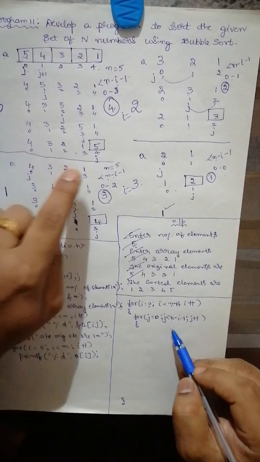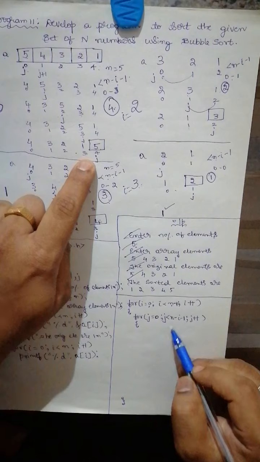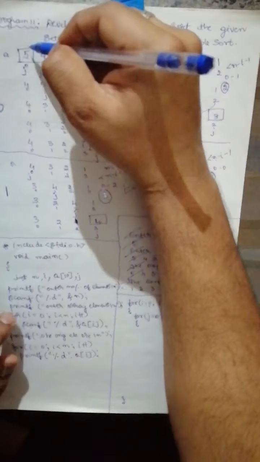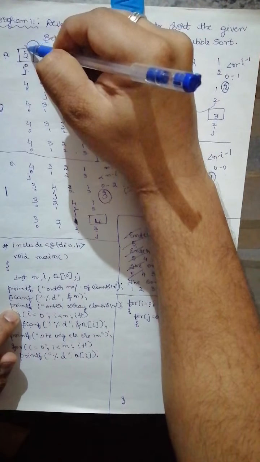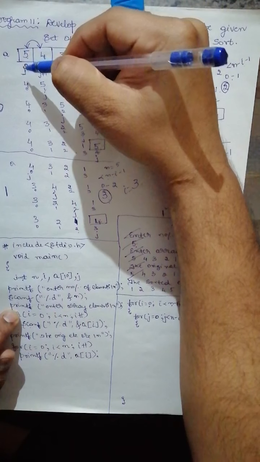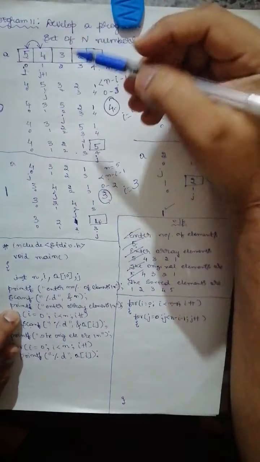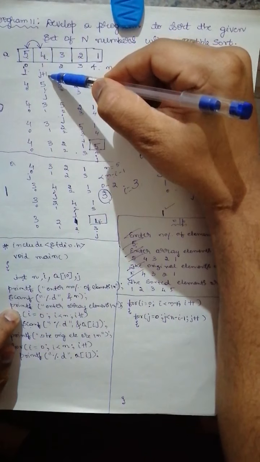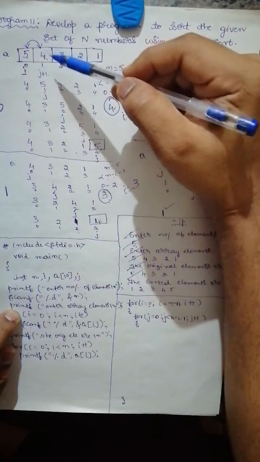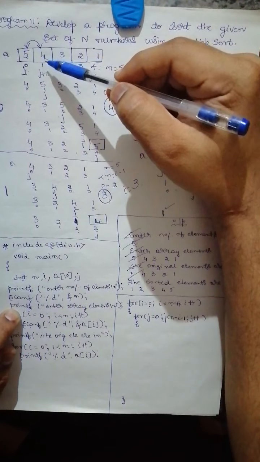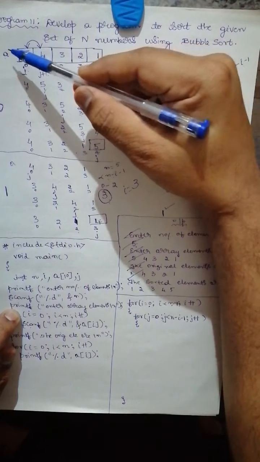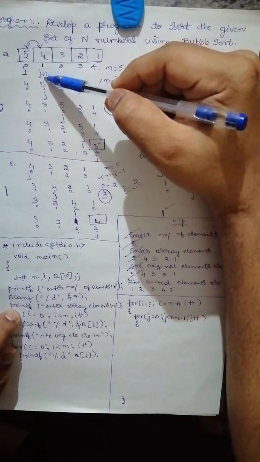So it will traverse up to 3 for the first time. Every time you traverse, compare the two elements. What is the name of the first element? A of J. J is pointing to this. Compare it with the next element. What's the name of this element? J will be 0, so this index value will be J plus 1. So the name of this element is A of J plus 1.